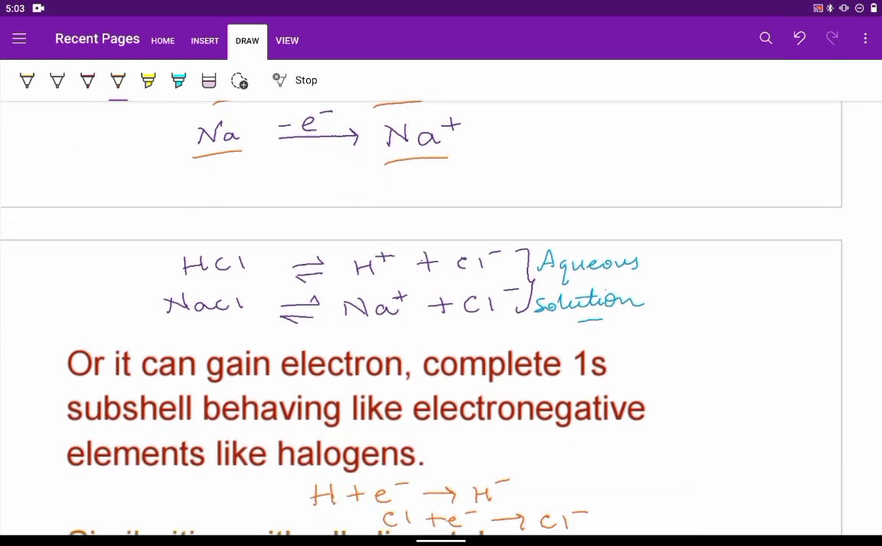In the aqueous solution also we find that unipositive ions are furnished by the chlorides of both hydrogen and sodium, which is an alkali metal. HCl ionizes to give H+ and Cl-, H+ being the hydrogen positive cation. Similarly, NaCl also ionizes to give Na+ and Cl-, sodium being the unipositive cation. So this similarity is also exhibited in the aqueous solution.